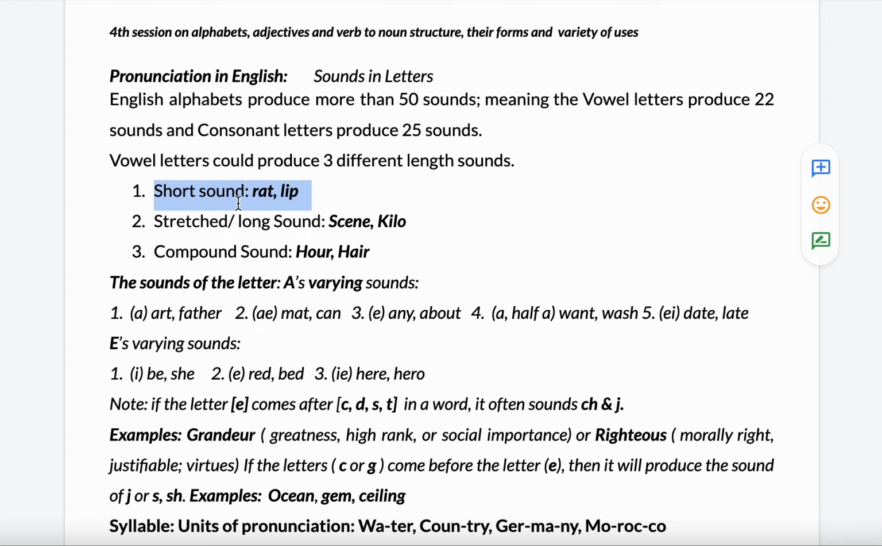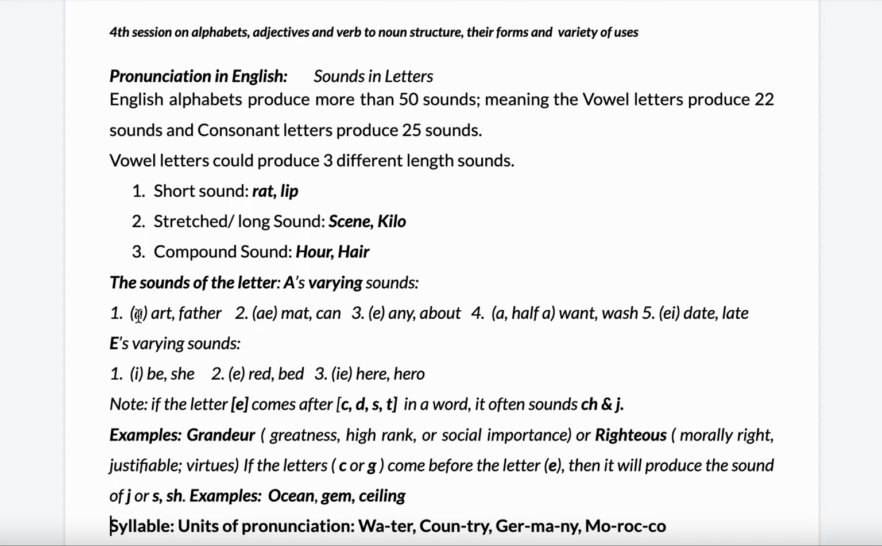So here we have rat, lip. This is a short one. The next one is seen, kilo. We see E and I, A and I. These are all vowels, but you see they function differently here. So this is a stretched example: seen, kilo. Here's a short one, rat, lip, and the third one is compound. It's like hair and hour. So the sounds in the A part could be found differently here too.